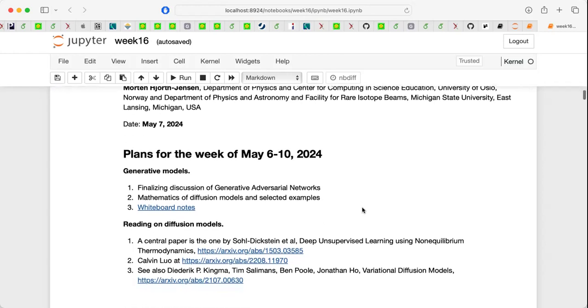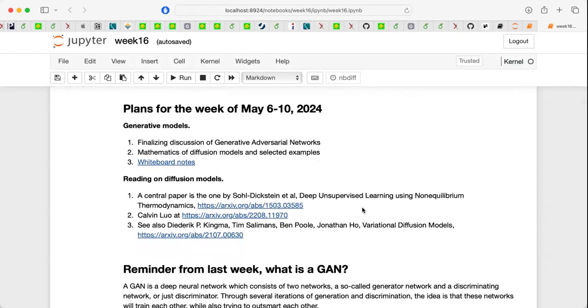Now, there are several readings which are really good. So there is the original paper by Sohl-Dickstein et al. on deep unsupervised learning using non-equilibrium thermodynamics. Then there is an excellent and very pedagogical paper by Calvin Luo, and I have actually borrowed quite a lot of material from that paper. That has been an inspiration for the development of my notes.